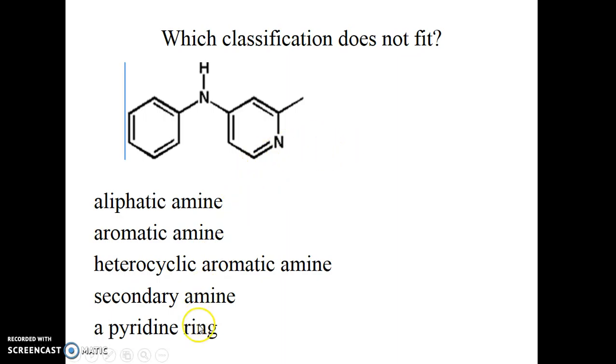Well, is there a pyridine ring? Yes, this is pyridine. Is there a secondary amine? Well, this nitrogen is secondary. Is there a heterocyclic amine? Yes, this is heterocyclic and it's aromatic. An aromatic amine? Well, yes, this is aromatic. An aliphatic amine? Well, there is no alkyl group on any nitrogen here, so that is the one it does not fit.